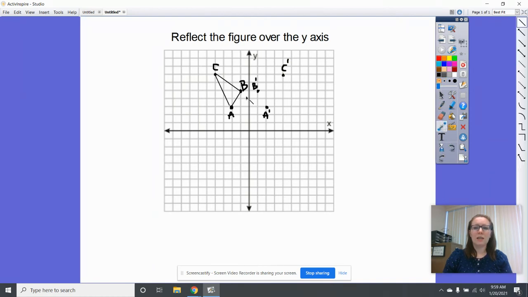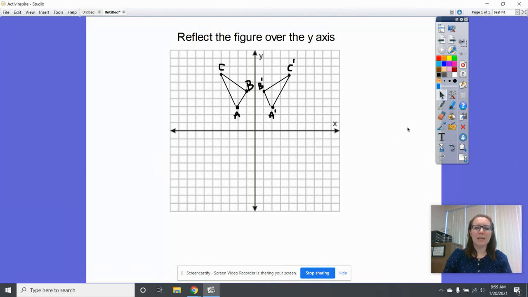And then we can connect our points with lines, which I'm going to do using the computer. And we now have our reflected shape. We reflected this, which means we flipped it over this y-axis.